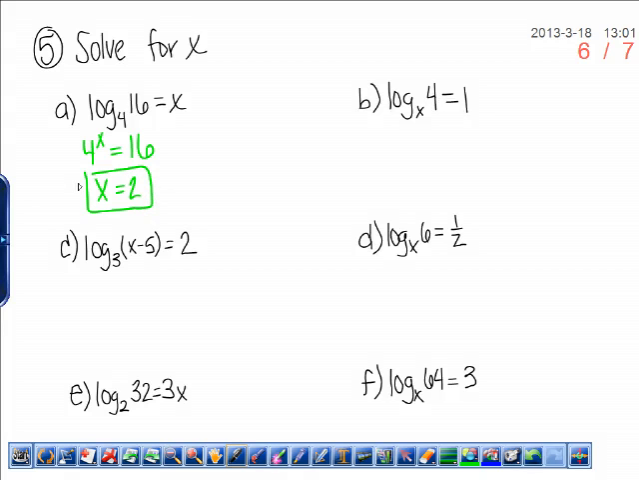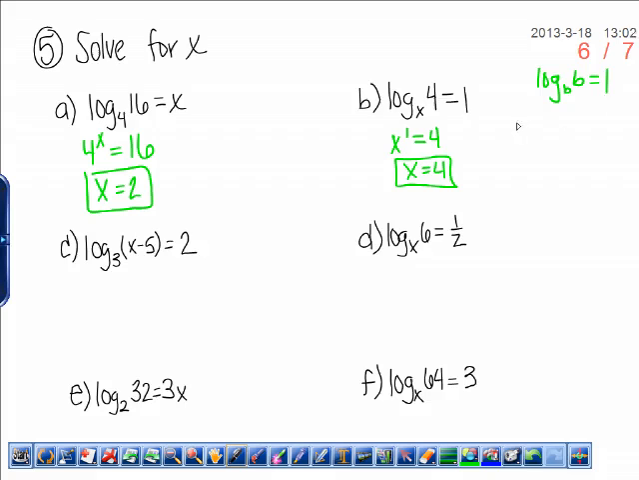All right, let's look at B. Log base x of 4 equals 1. X to the 1 equals 4. So what's x have to be? 4. Do you also notice one of our rules here? Anytime your answer is 1, log base b of b is how we get 1. So you know that your base and your argument have to be the same. Everyone okay with that?